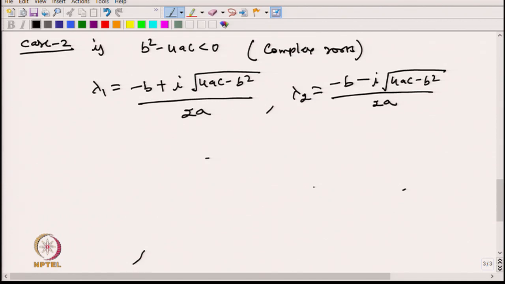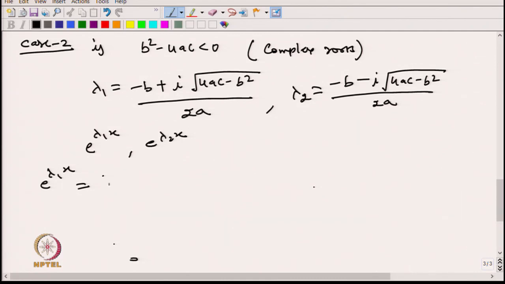Now, in this case we have the two roots lambda 1 and lambda 2, and they are complex roots. So, we know that if I want to find the solution, then my solution will be e raised to power lambda 1 x and e raised to power lambda 2 x. First we have to define how we can define the exponential function for a complex number, because this is a complex number. So, let us say I want to find the value of e raised to lambda 1 x.